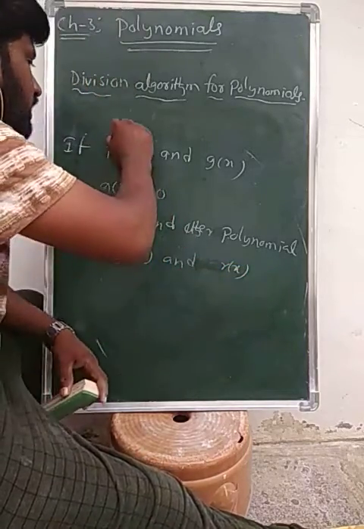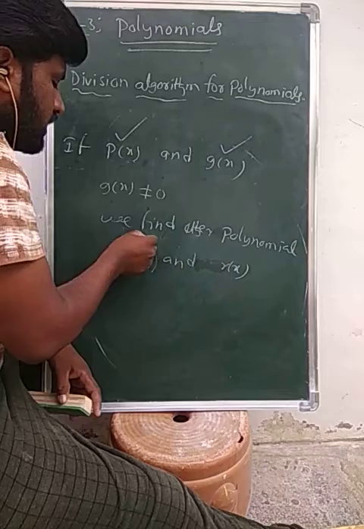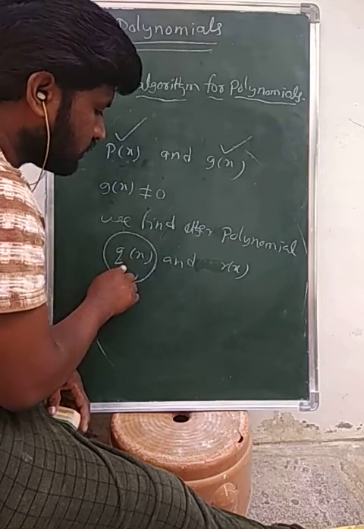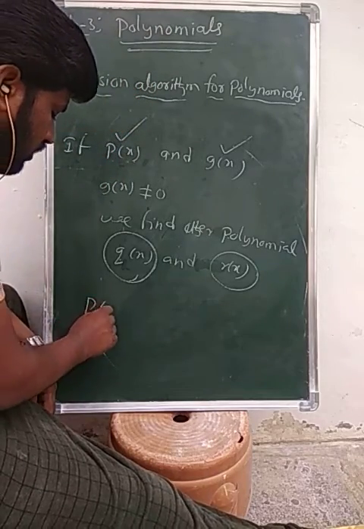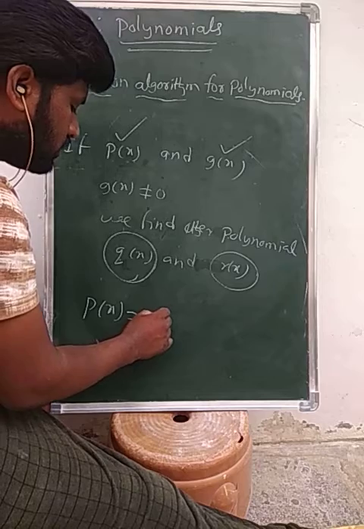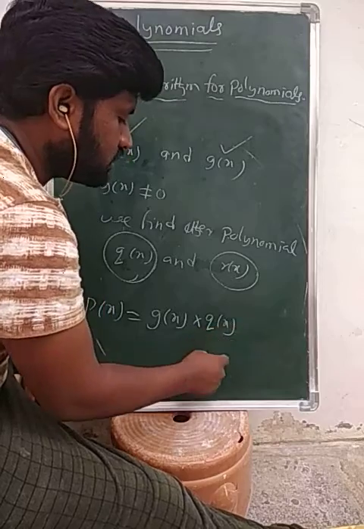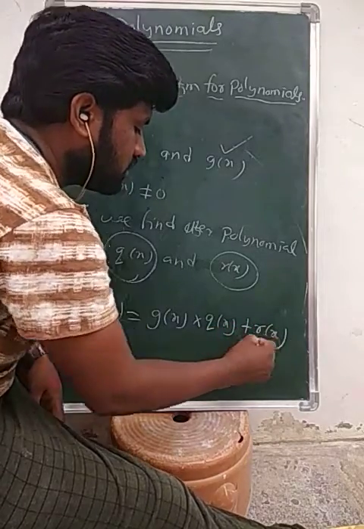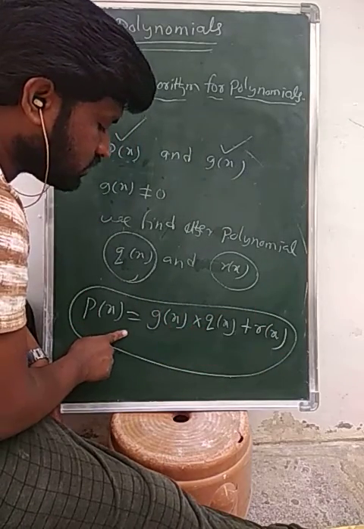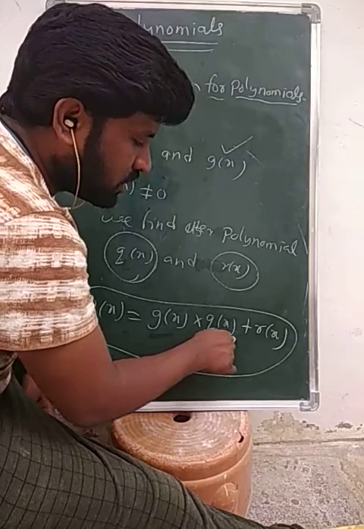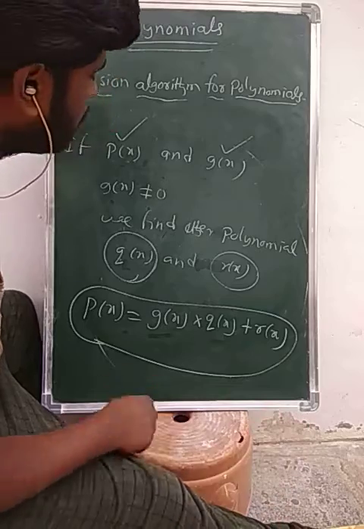So if we divide a polynomial p of x by another polynomial g of x, we can find the quotient q of x and the remainder r of x. So we can write p of x is equal to g of x into q of x plus r of x. So this is the division algorithm for polynomials. Now I am going to explain this concept by taking one example.